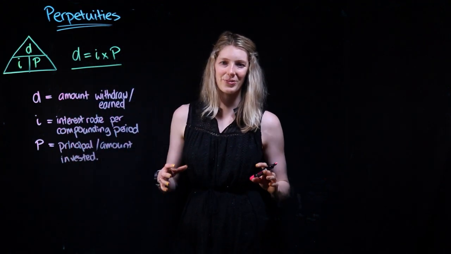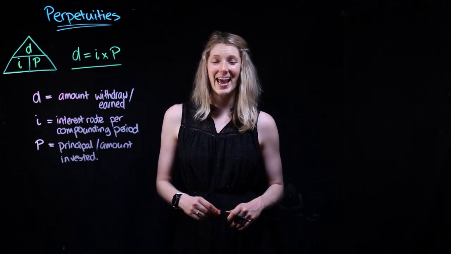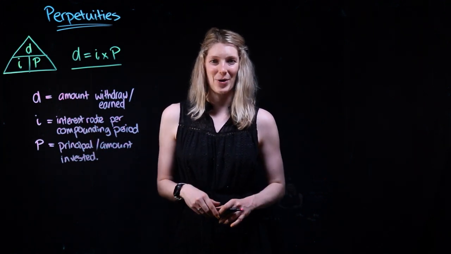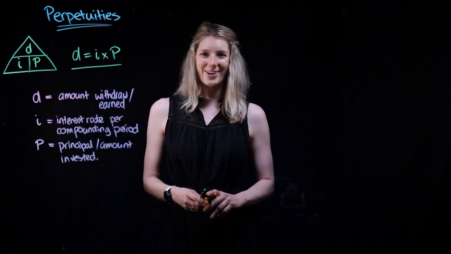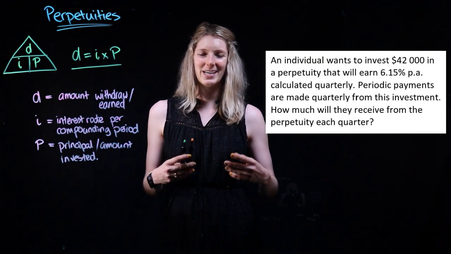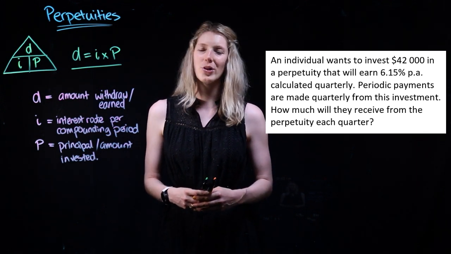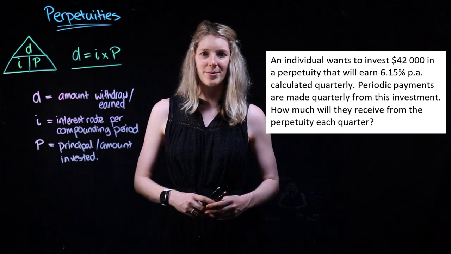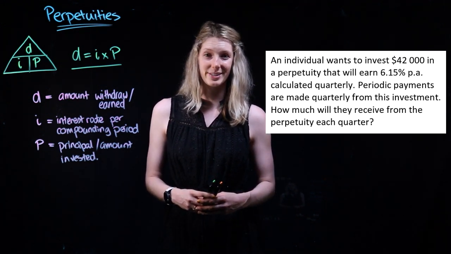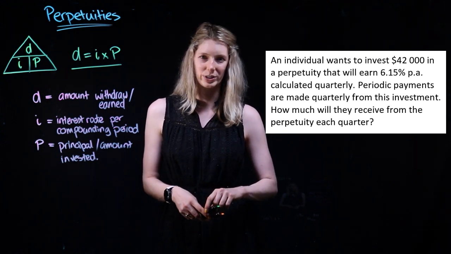We are going to be having a look at 3 different examples during this video, where we will be looking at how to calculate each of these 3 variables in our perpetuity formula. For our first example, we are going to be having a look at this question here, whereby an individual wishes to invest $42,000 in a perpetuity that will earn 6.15% per annum, calculated quarterly. Periodic payments are made quarterly from this investment. How much will they receive from this perpetuity each quarter?